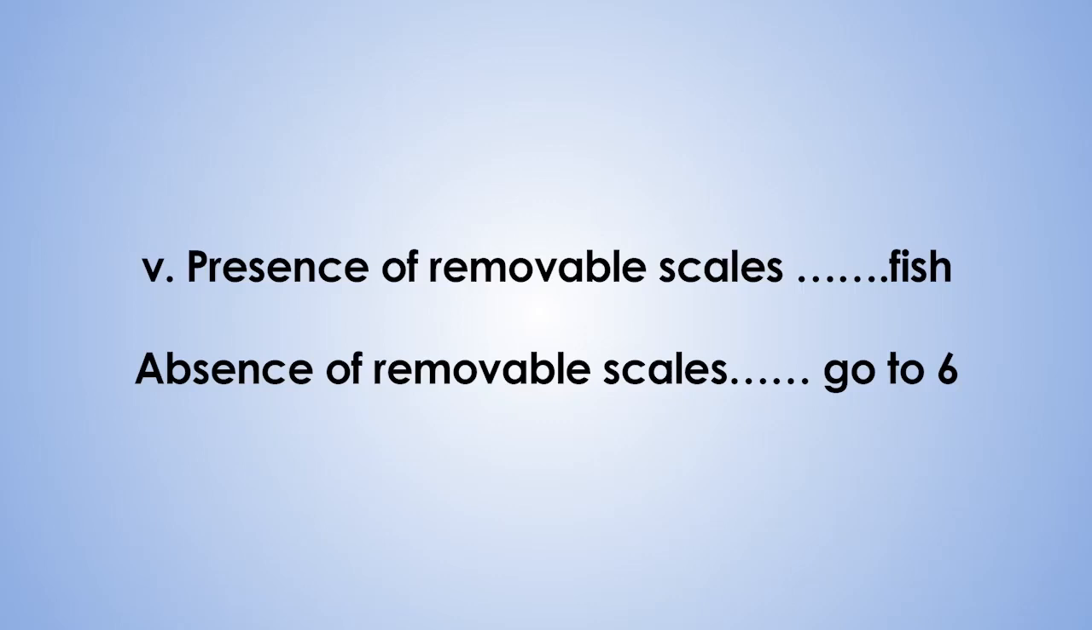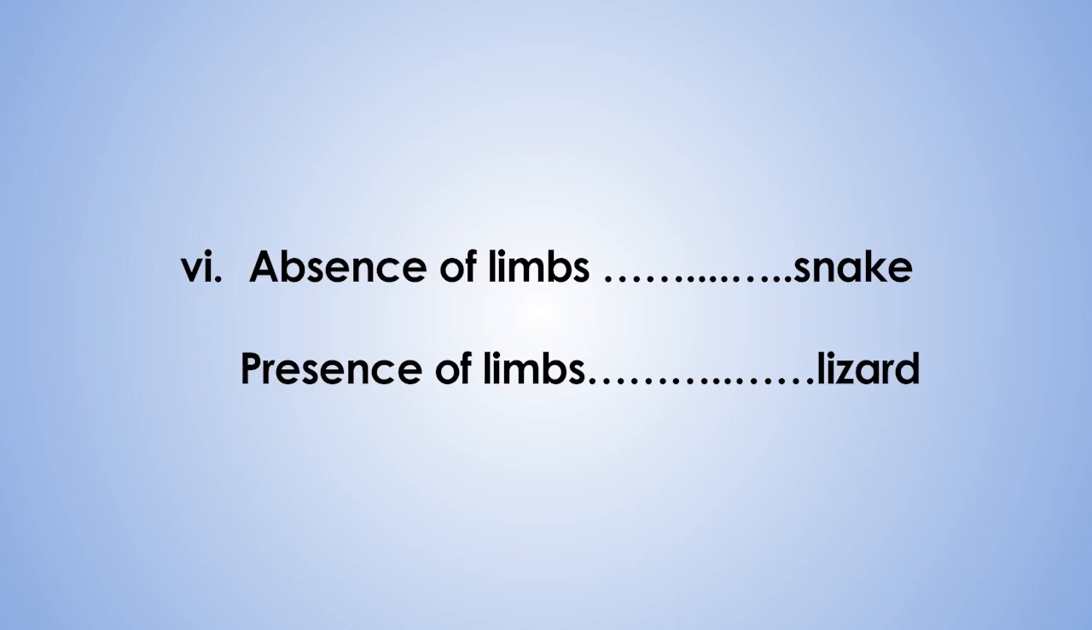So for number 5, removable scale present as against removable scale absent. And for removable scale, we have fish. And for removable scale being absent, we have more than 1 organism, therefore we go to 6. We now also have to use another feature to separate those organisms. So we have absence of limbs as against presence of limbs. This is for number 6.